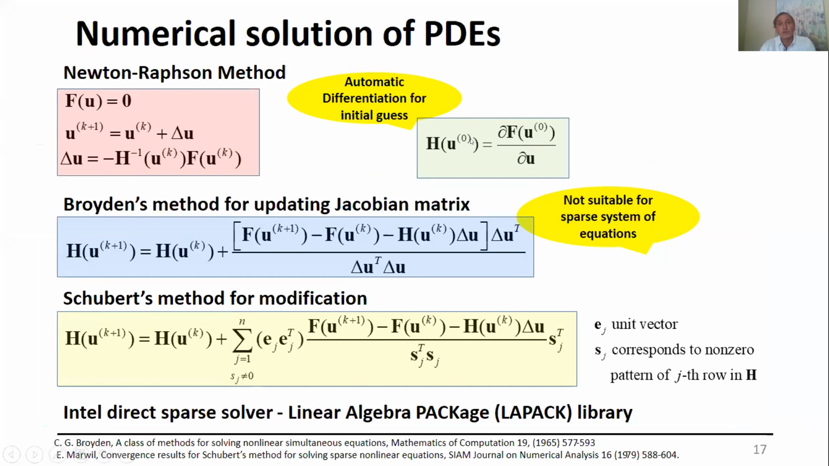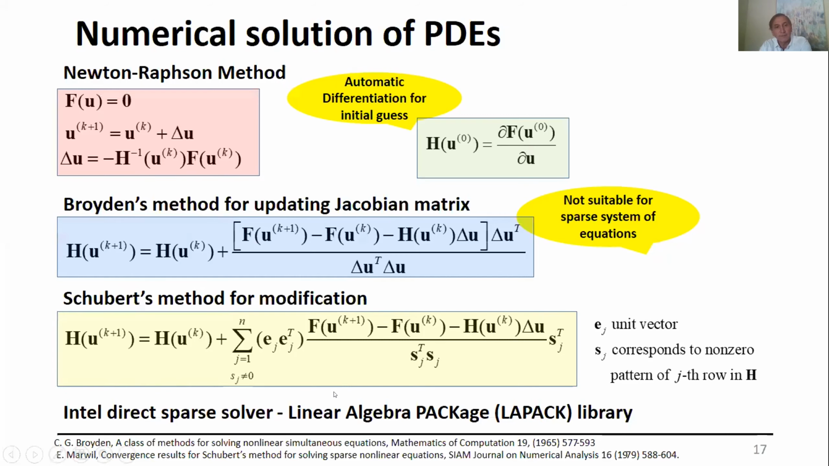For the initial guess, we use automatic differentiation to construct the Jacobian, and it requires updating. But we don't want to do that computationally, it's not desirable. So we use Broyden's method for updating the Jacobian matrix. But this is not suitable for sparse systems, and we have a sparse system of equations. To get around that, we have Schubert's method, and we modify it so that it becomes suitable for sparse systems of equations. Once we do that, we use the direct solver from the Intel library.